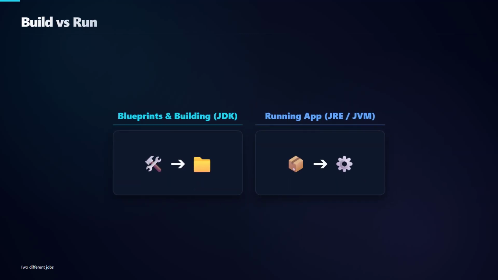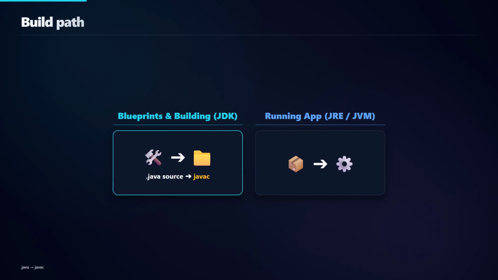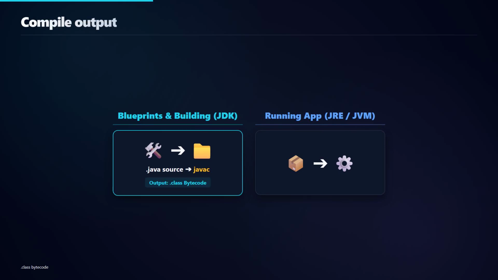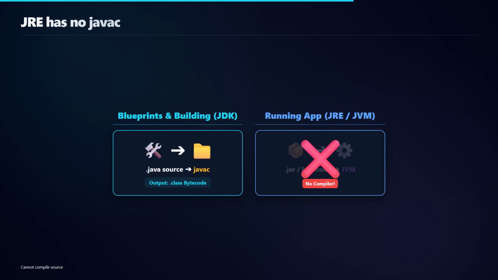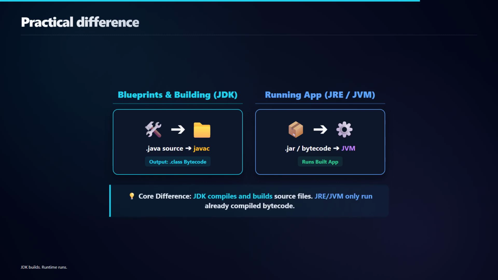Now split the screen into 2 jobs: building from source and running built output. On the build path, .java source goes into JavaC, so this needs the JDK. The result is bytecode, the compiled form that can move toward runtime execution. On the run path, an already built JAR needs runtime pieces, not the compiler. So if someone asks whether the JRE compiles Java source, the answer is no. The practical difference is simple. The JDK builds, runtime pieces run compiled output.